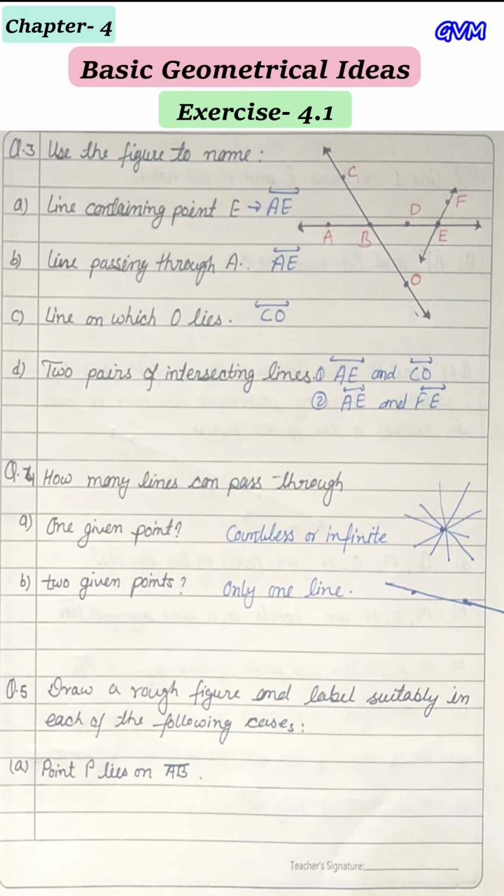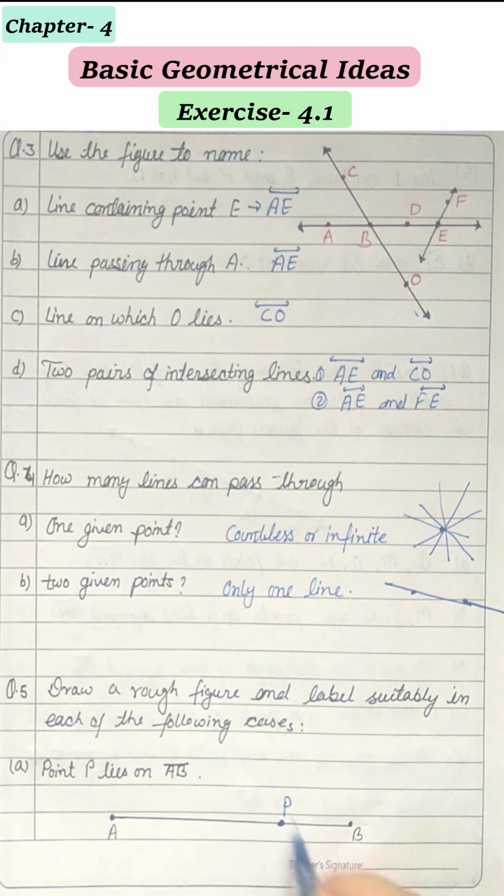Okay, so let's draw line segment AB. Let's say this is a line segment AB. And we have to label a point P on it. Anywhere you can put a point and name it P. So this is a point P on line segment AB.